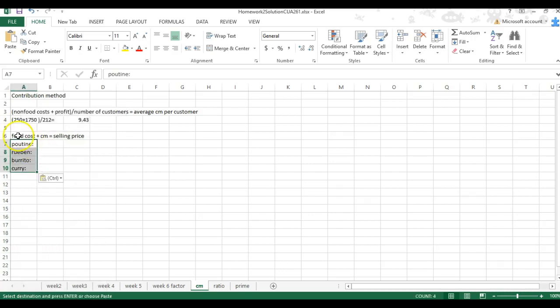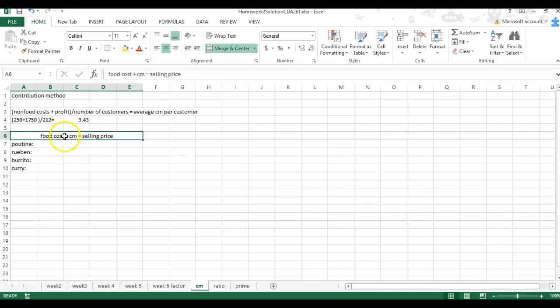Bam, there it is. So like I said, this is going to be the food cost, CM, price. Oh, that wasn't what I want to do, I'm sorry. There you go. Spread this over. I'm going to pick up maybe 2 cells. There we go. Merge and center. Now that's kind of lined up a little better. So now we have our food cost, CM, price kind of lined up.